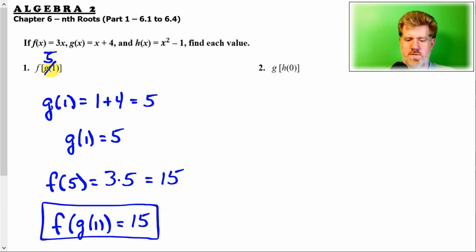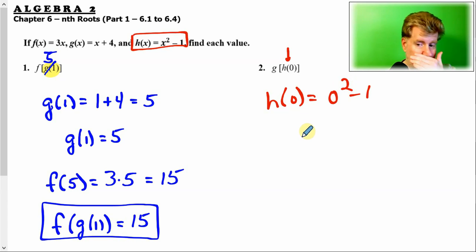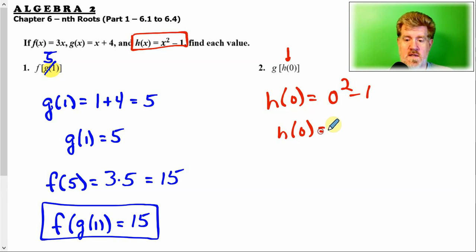This next example, I've got g of h of 0. So I'm going to do h of 0 first because that's what's on the inside. Well, h is x squared minus 1. In place of x, I'm going to put 0. So what is 0 squared minus 1? It's negative 1.